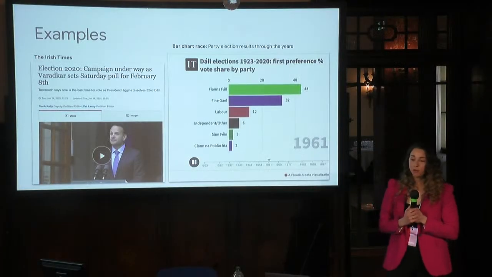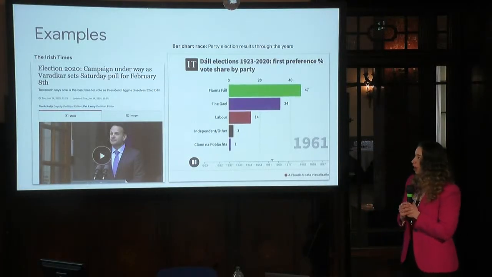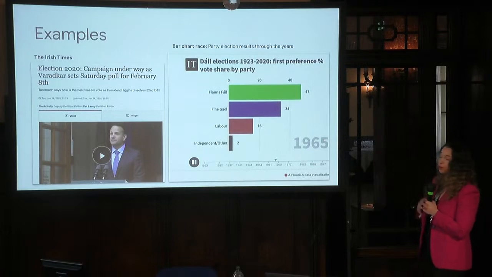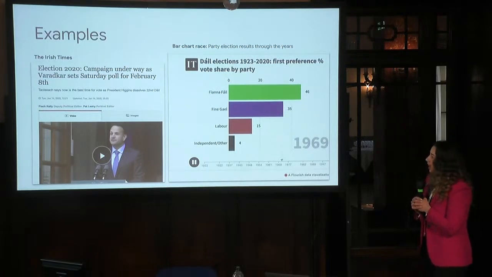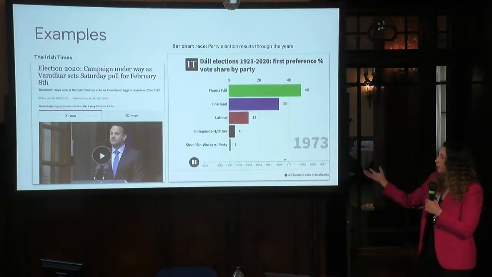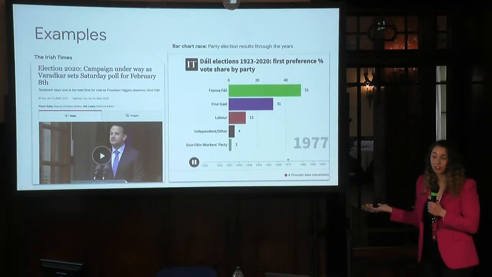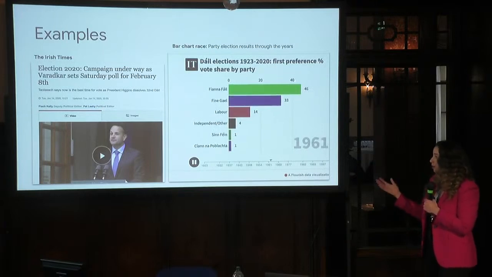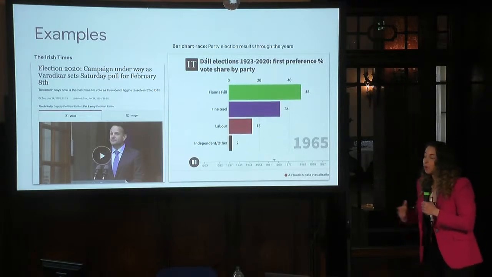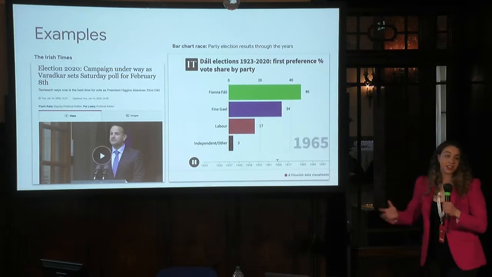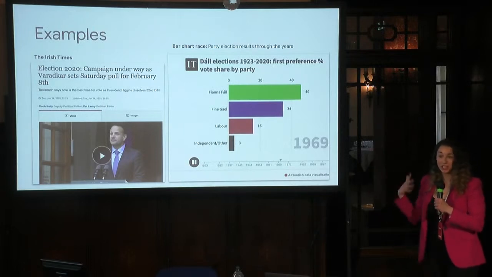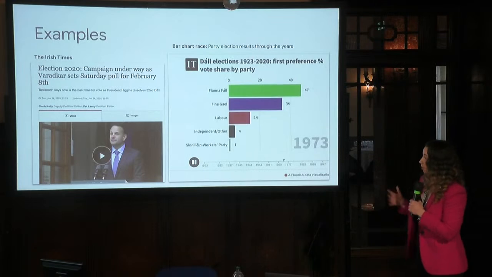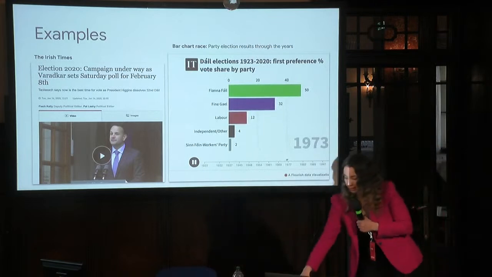Here we've got an example from the Irish Times. So the Irish Times have shown party election results through the years from 1923 to 2020. And of course, something like this, a bar chart race, is quite exciting to watch. I've seen quite a few of these done, even on things like how many people have died of a certain disease, or crime rates in a certain place, election results, okay? So you can get really creative with the type of story you're telling with these templates.